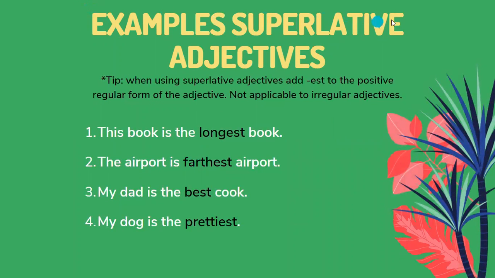So examples for superlative, as I mentioned before, you can add the ending est or the word most. This book is the longest book of them all. The airport is the farthest airport. My dad is the best cook. My dog is the prettiest. Mi perro es el más bonito.